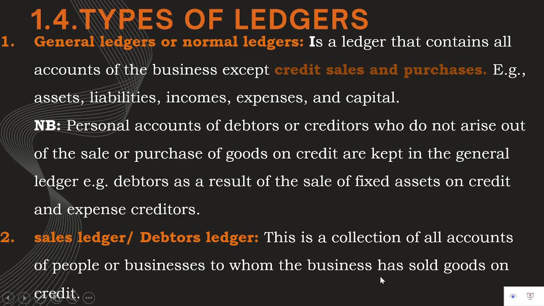We have the second type, the sales ledger, also termed the debtors ledger. This is a collection of all accounts of people or businesses to whom the business has sold goods on credit. These are the debtors, the customers of the business who took goods or were given services. They are billed, but no cash is paid yet. So the book that will help us record this information is called the debtors ledger.